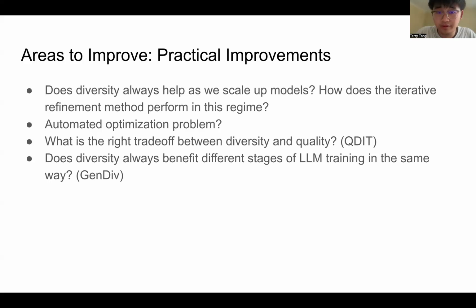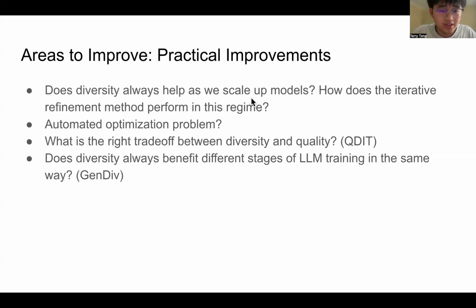So, can we come up with a theory or a statistical model to be able to decide between these two? And furthermore, how does diversity benefit the different stages of language model training? Is instruction tuning going to get as much improvement from diversity as pre-training, or maybe preference optimization actually benefits the most? There's actually some evidence of this from the generalization and diversity paper from Facebook last year.